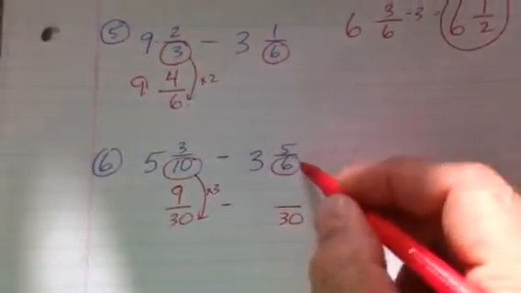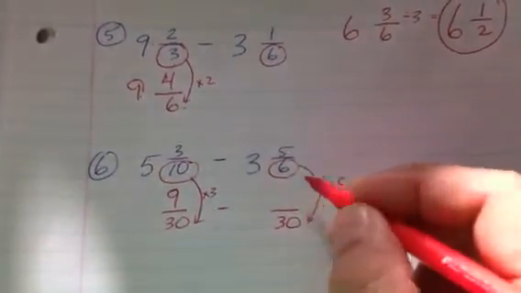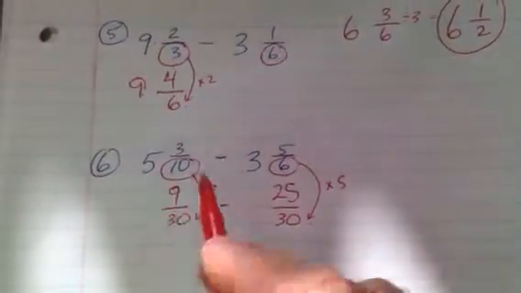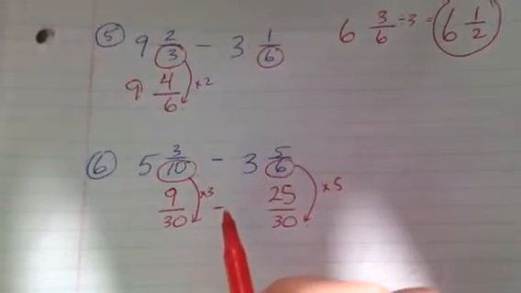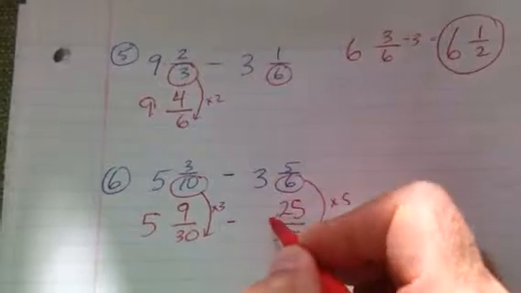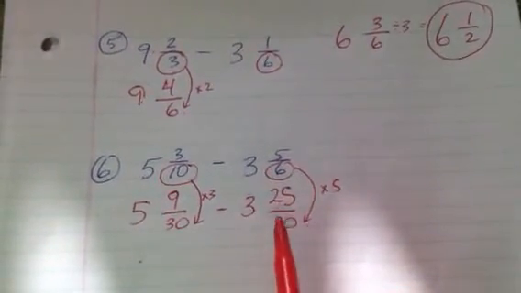How many 6s go into 30? That's 5. So 6 times 5 is 30. So 5 times 5 is 25. Now, take a look. Before we even subtract the whole numbers, 9/30ths cannot take away 25/30ths, right? So we have a 5 and a 3. We have 5 and 9/30 take away 3 and 25/30.